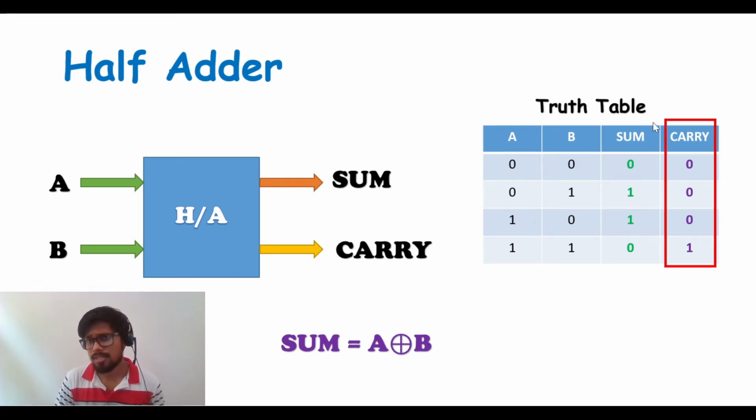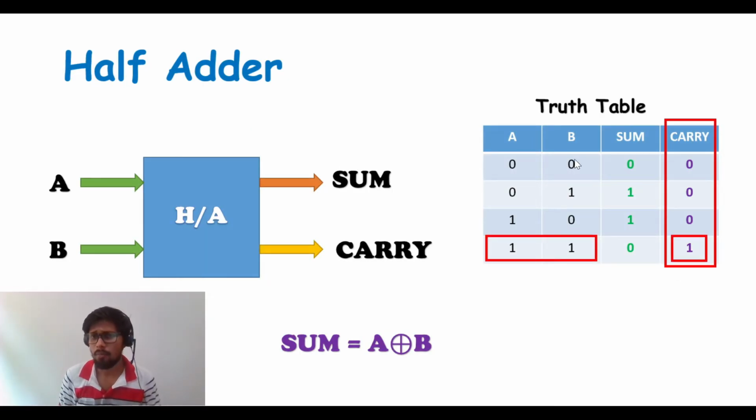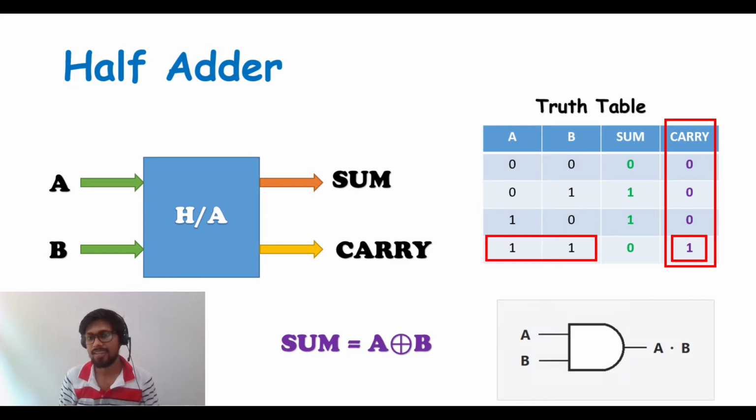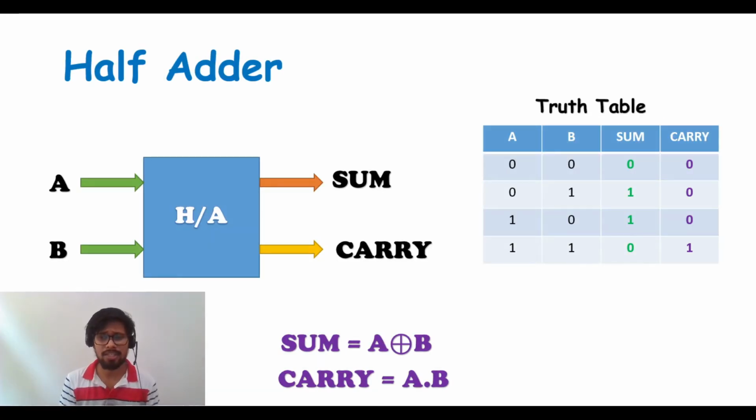Next, think about the carry bit column. When we analyze this, we can see that when both A and B are 1, the carry is 1. So it is only at this point that it generates 1. This is done by our AND gate, so we can use it here. Then A and B satisfies our requirement. So we can say carry is equal to A AND B. These are the things we need to know before designing the half adder.